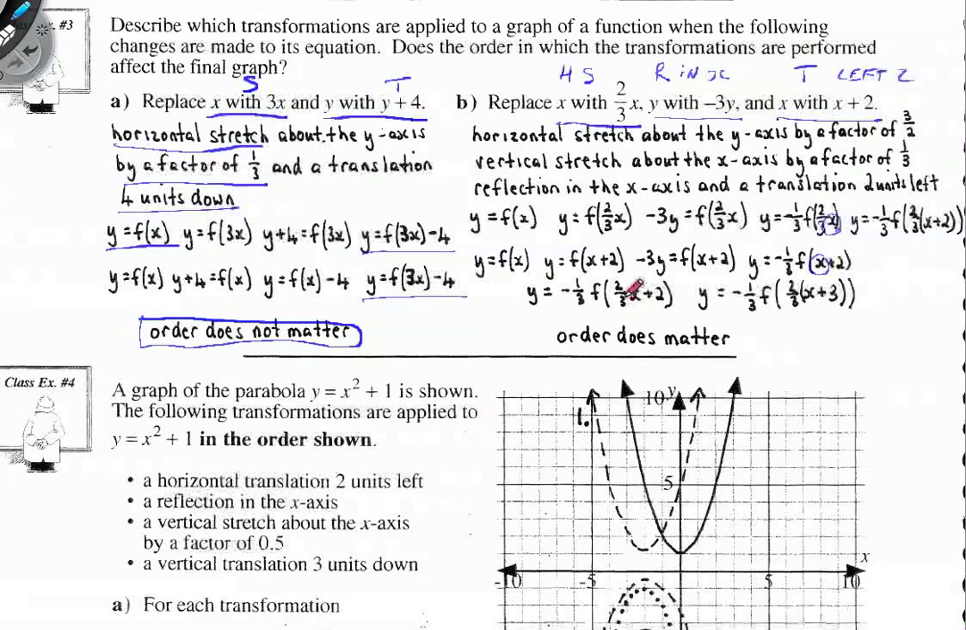What happens next is that they factor out the 2/3 out of both this and the 2, leaving this. So this changes actually to x plus 3. Now you can see that this equation compared to this equation is different. This actually would have been moved to the left by 2, this would be moved to the left by 3. Slight difference. So order does matter in this case.